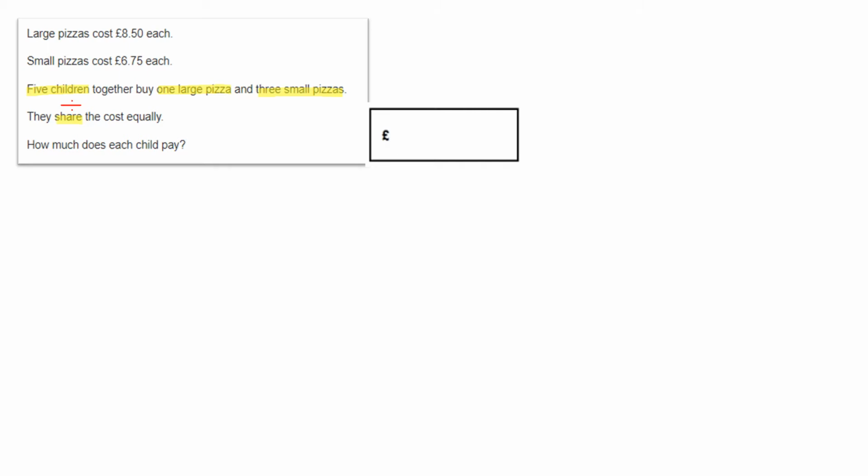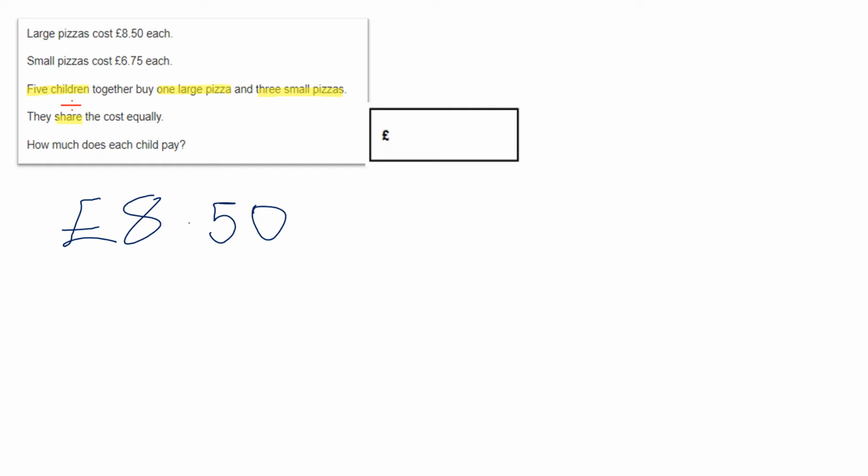So I'll pop back to the blue pen as we do the working out. Before we can work out how they share the cost, we need to work out what the children have actually bought and how much they've spent altogether. They've bought, as we highlighted, 1 large pizza and 3 small pizzas. The large pizza, nice and simple, £8.50. But what about the 3 small pizzas?